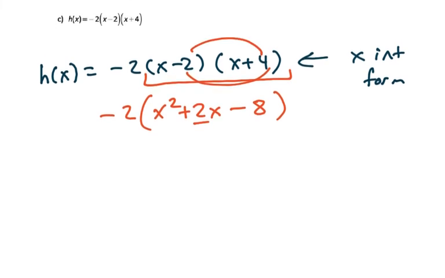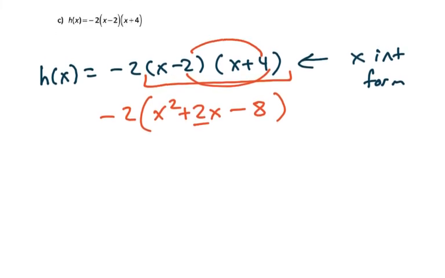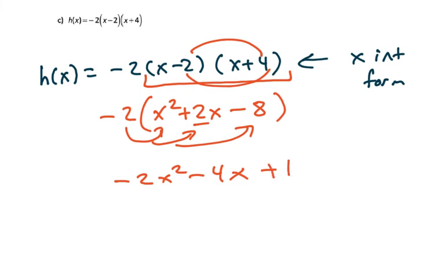And then we will factor this out. That means we're going to just distribute the negative 2 into everything. Make negative 2x squared minus 4x plus 16. And this is in polynomial form. And there we have it. So hopefully that makes sense.